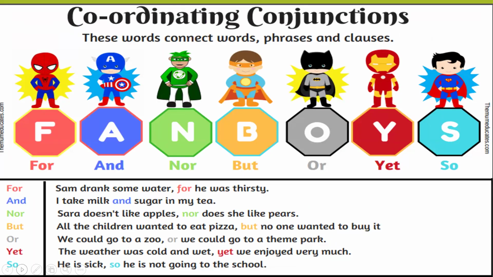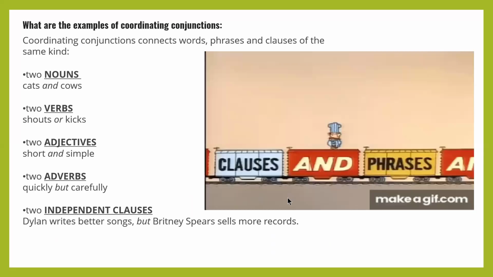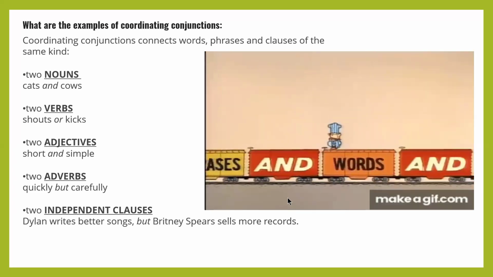Coordinating conjunctions, another example. Sam drank some water, for he was thirsty. I take milk and sugar in my tea. Sarah does not like apples, nor does she like pears. All the children wanted to eat pizza, but no one wanted to buy it. We could go to the zoo or we could go to the theme park. The weather was cold and wet, yet we enjoyed it very much. He is sick, so he is not going to school. So these are the examples of coordinating conjunctions.